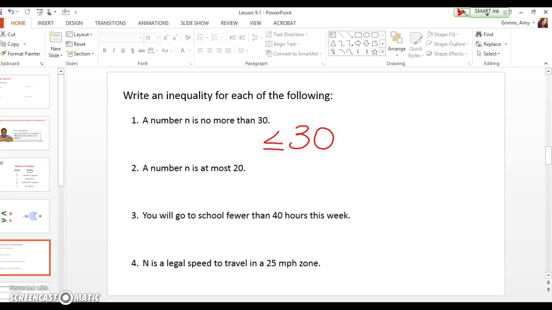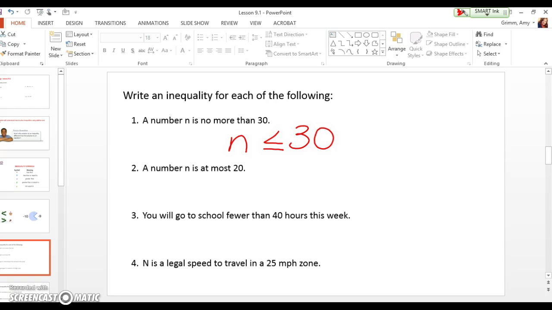So if you spend 30, they're not going to be mad. But if you spend 31, they're going to be mad. Okay, and then you're going to put your n. And so now we've just written an inequality. N would represent all the amounts of money that you can spend before your parents want to kill you. Okay? All right. Now, look at number 2.